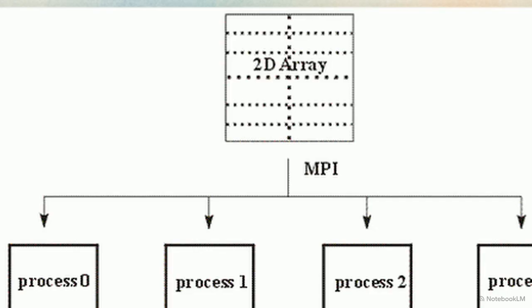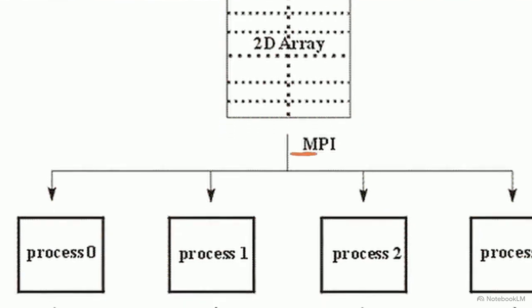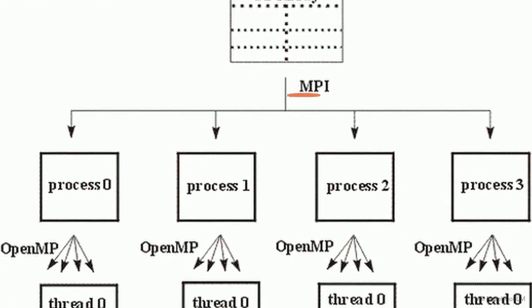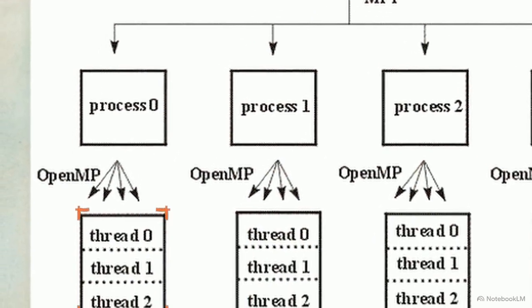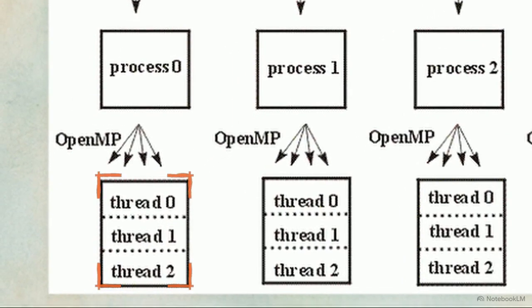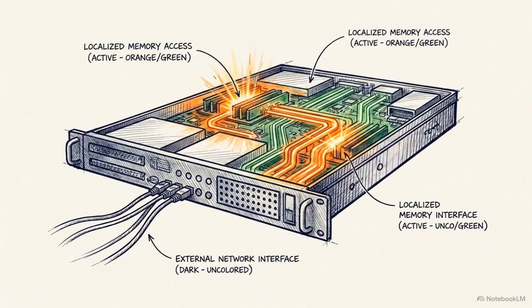The hybrid model divides a large dataset into chunks at the top of the diagram. MPI handles the macro-level distribution of these chunks to separate physical nodes. Once a node receives its chunk, OpenMP threads take over the micro-level execution, fully utilizing the local CPU. This model optimizes performance by minimizing network transfers while maximizing localized memory access.